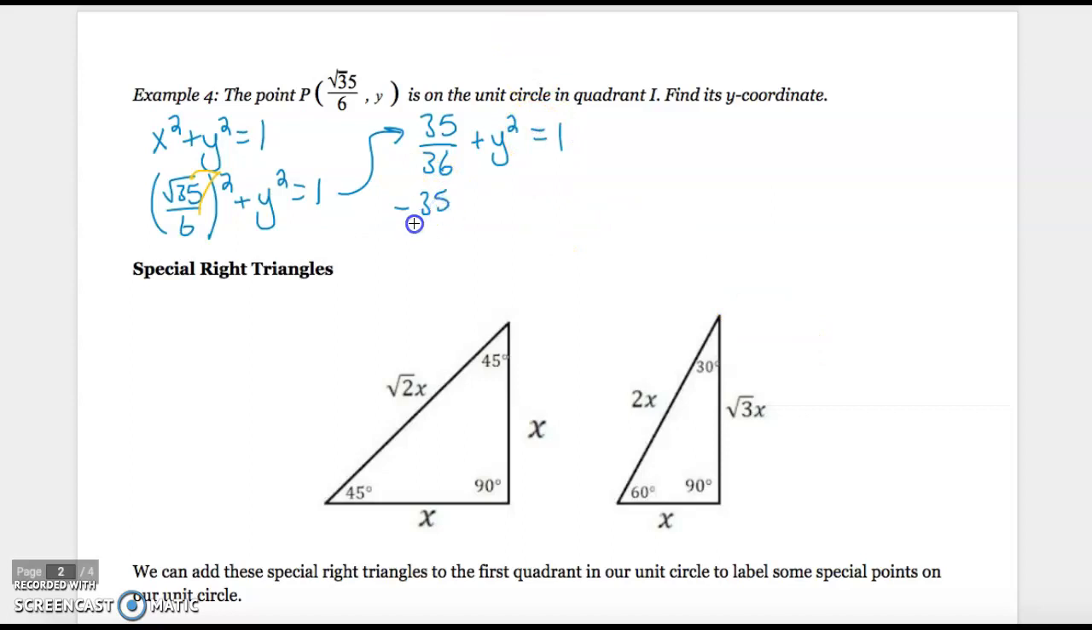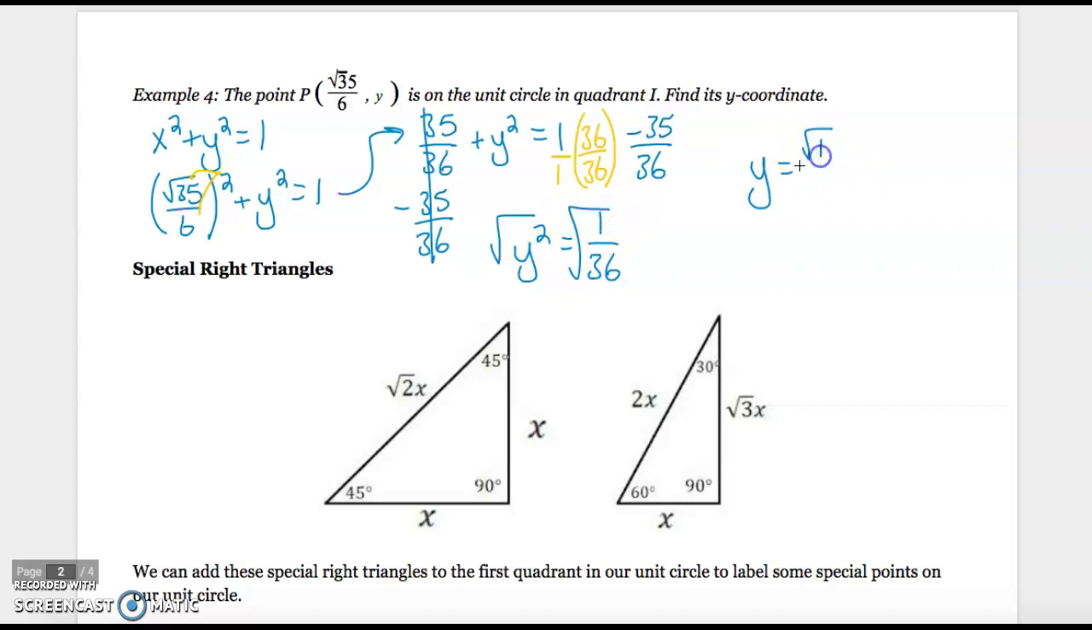Then I have to subtract 35/36 from both sides. On this side, this is secretly a 1 over 1, so I need to get common denominators. I multiply by 36 over 36, and I'll have y squared equals 36 over 36 minus 35 over 36, which gives me 1 over 36. If I square root both sides, my answer would be y equals the square root of 1 over the square root of 36, so plus minus 1 over 6.